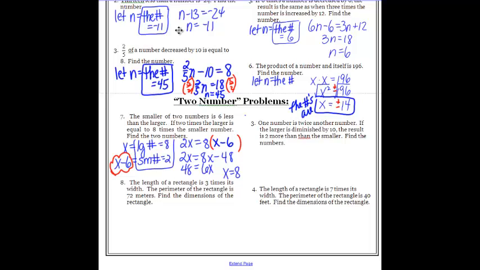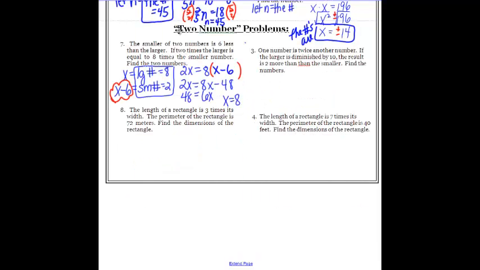Now to check this, I'm going to check it with those numbers. If 2 times the larger, well, 2 times the larger is 16. Is that equal to 8 times the smaller? Yes, 8 times 2 is 16. Easy to check, and you should be at least mentally checking these. Let's go on to the next problem below.